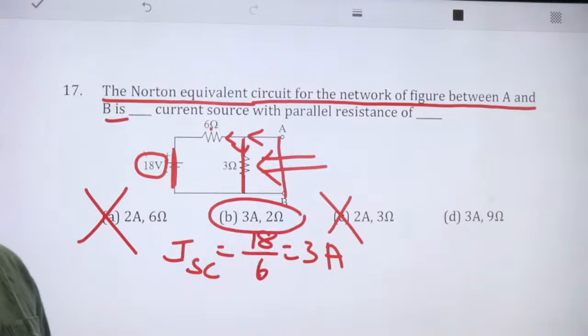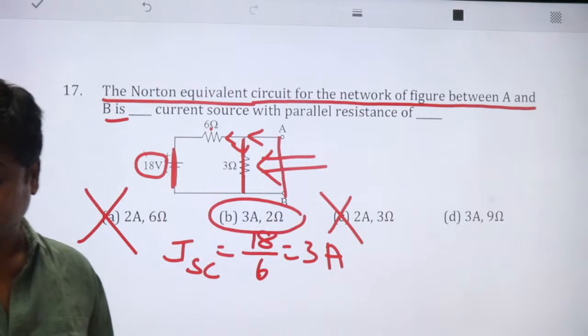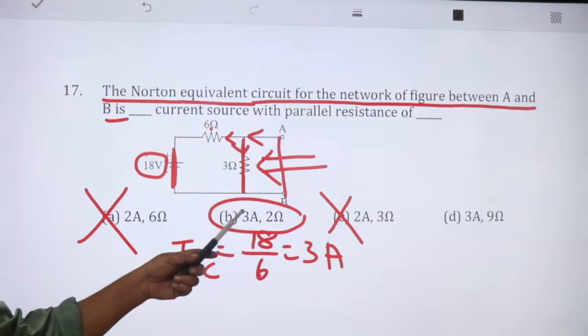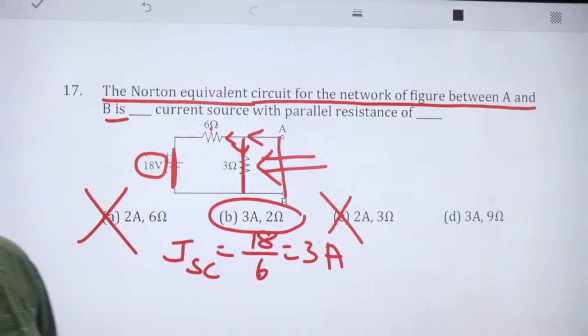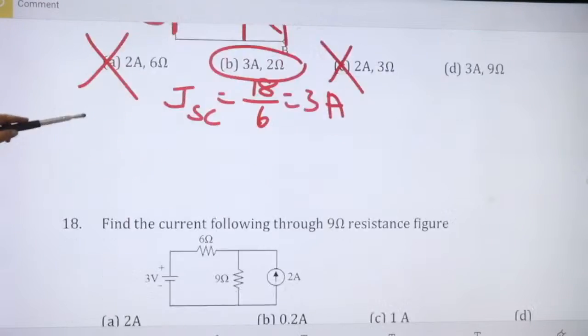I gave some time to answer yourself. Are you okay? 3 amperes, 2 ohms. Norton's equivalent. Next.